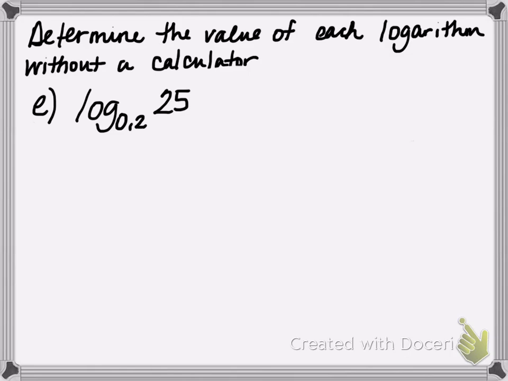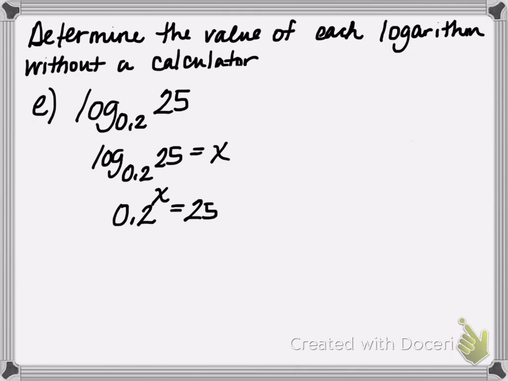Part E, log base 0.2 of 25. So I don't know what power of 0.2 will give me 25. So I'll set it equal to x, rewrite in exponential form, 0.2 raised to the x power is equal to 25. And once again, this is a case where I think it'll be easier for you to deal with fractions rather than decimals. So I'll convert my decimal. I know that 0.2 is really 2/10. So we have 2/10 to the x power is equal to 25.